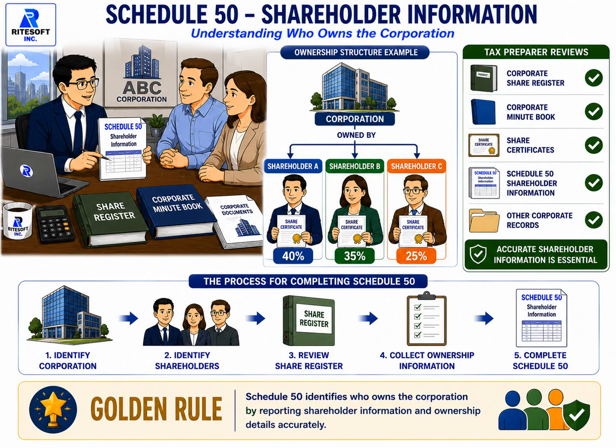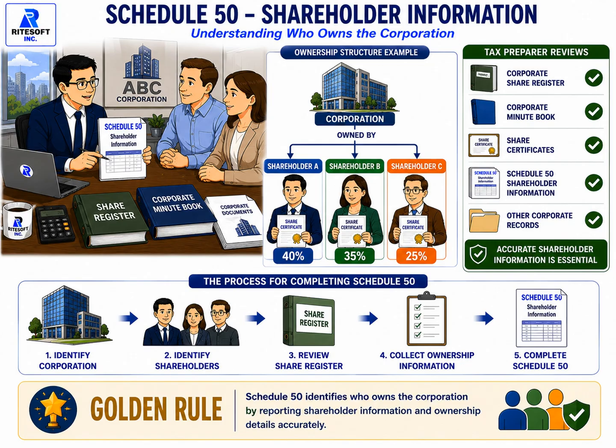For example, imagine a corporation with 3 shareholders. The first shareholder owns 40% of the shares. The second shareholder owns 35%. And the third shareholder owns the remaining 25%. Together, these shareholders own 100% of the corporation. Schedule 50 is used to report this ownership information accurately as part of the corporation's T2 income tax return.